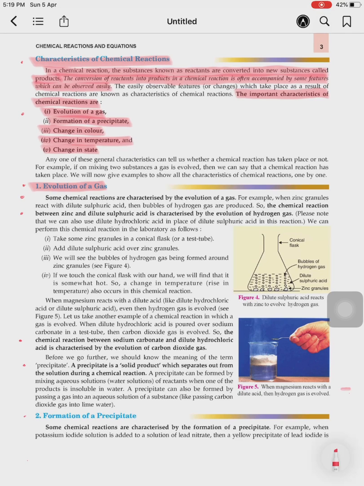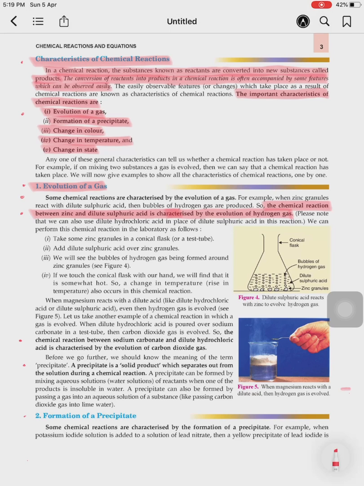The first example of evolution of gas in a chemical reaction is the chemical reaction between zinc and dilute sulfuric acid, characterized by evolution of hydrogen gas. So we need to first understand the reactions, and then we will get into the chemical equations a little bit later, or maybe in the next video.